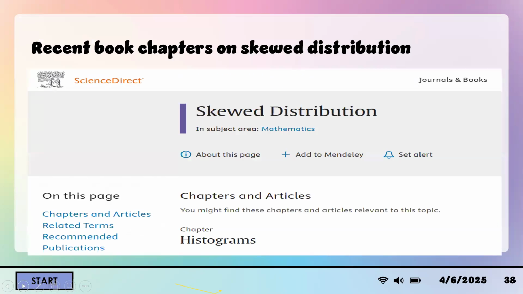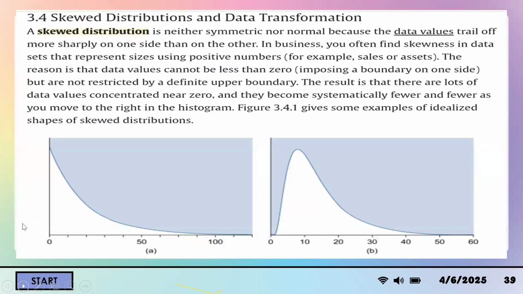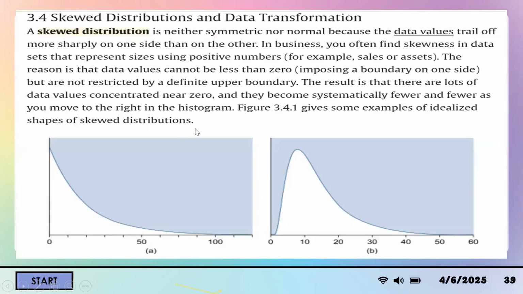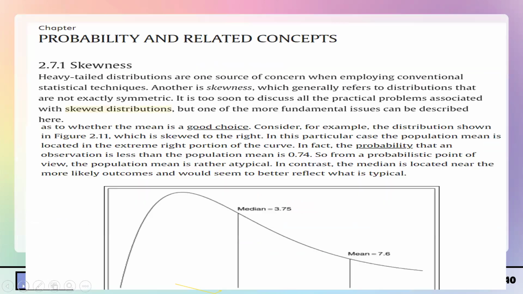So, recent book chapters on skewed distributions. This is a recent chapter on the histogram, which says skewed distribution and data transformation. A skewed distribution is neither symmetric nor normal because the data values trail off more sharply on one side than on the other. So in business and other sorts of fields, we can apply it.